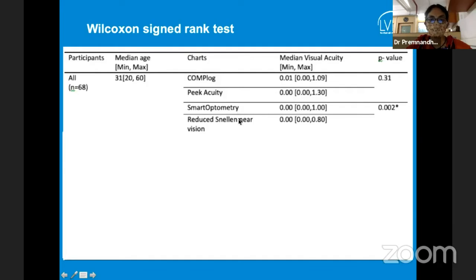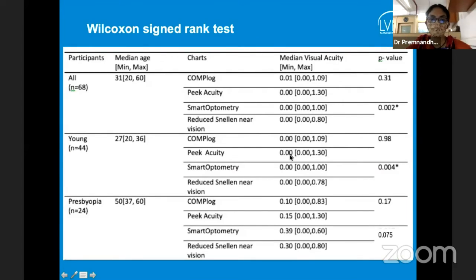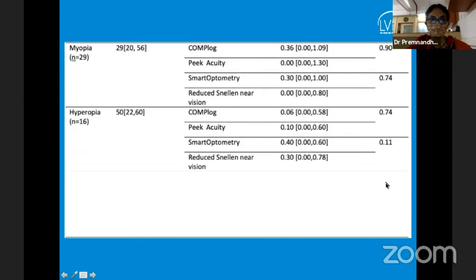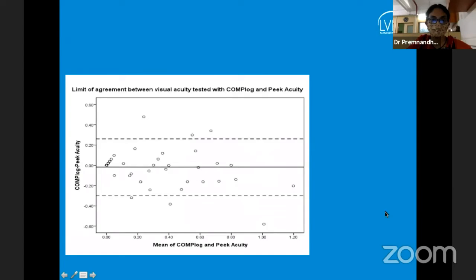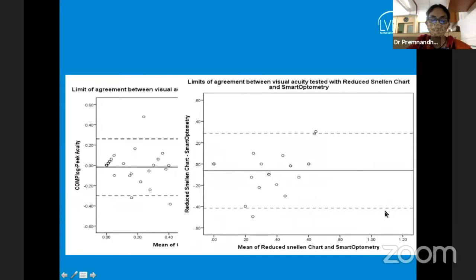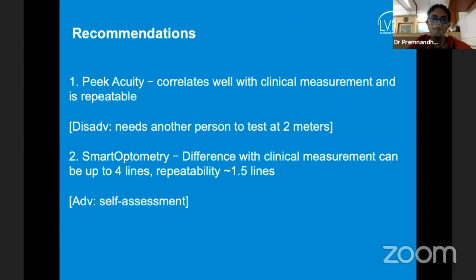The smart optometry, on the other hand, when we compare it to the reduced Snellen near vision chart, seems to show a significant difference. When we compare based on age, young and old, we find that younger participants seem to have a difference. And also in terms of refractive error, the emmetropic people seem to have a difference. And these are the limits of agreement, the Bland-Altman plot. We also did repeatability, and peak acuity was more repeatable when compared to smart optometry.